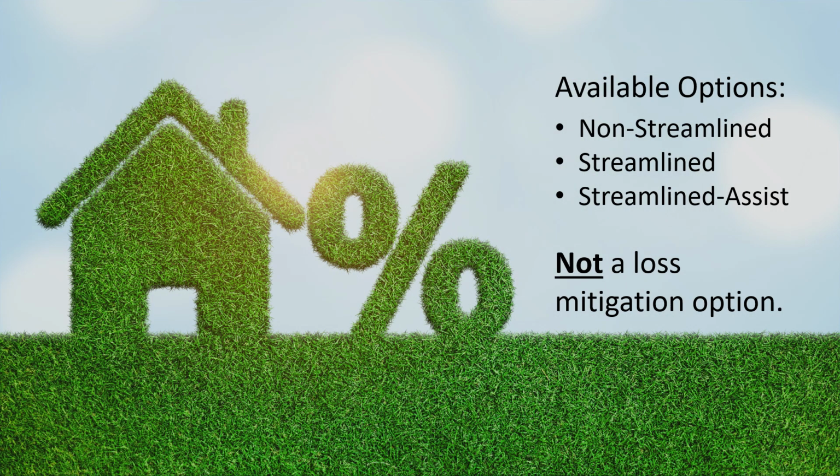The refinance option is available to existing Rural Development direct and guaranteed loan borrowers. The program offers three specific refinance products to afford existing guaranteed and direct borrowers the opportunity to benefit from a lower interest rate and increase their ability to maintain successful home ownership. A refinance loan is not an option for non-performing loans. In these cases, loss mitigation options should be explored. We will discuss the differences between non-streamlined, streamlined, and streamlined-assist options in the following slides.